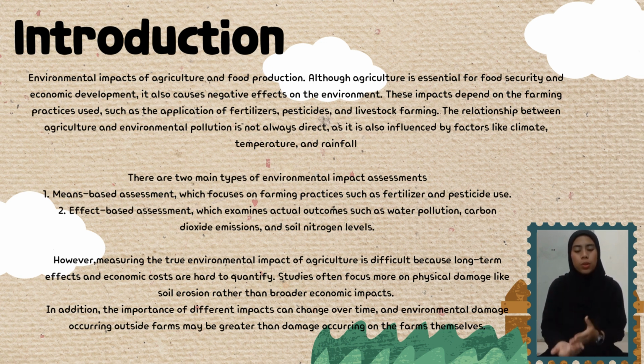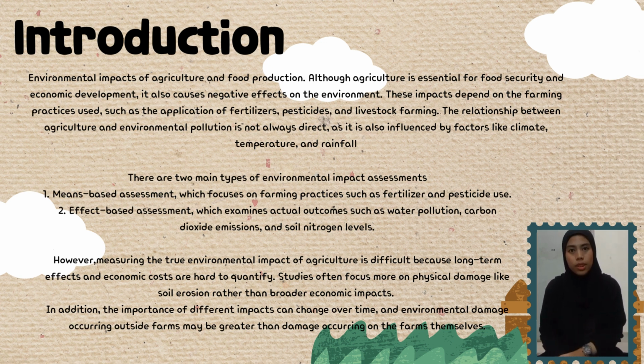The relationship between agriculture and environmental pollution is not always direct, as it is also influenced by factors like climate, temperature, and rainfall. There are two main types of environmental impact assessment. First, means-based assessment, which is focused on farming practice such as fertilizer and pesticide use. Second, effect-based assessment, which examines actual outcomes such as water pollution, carbon dioxide emission, and soil nitrogen levels.